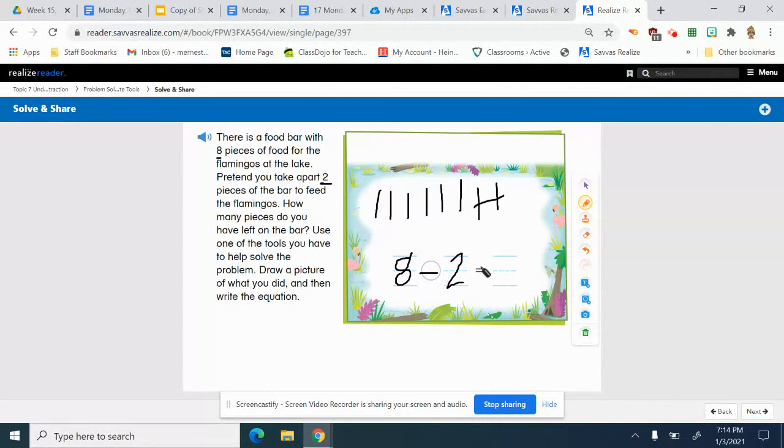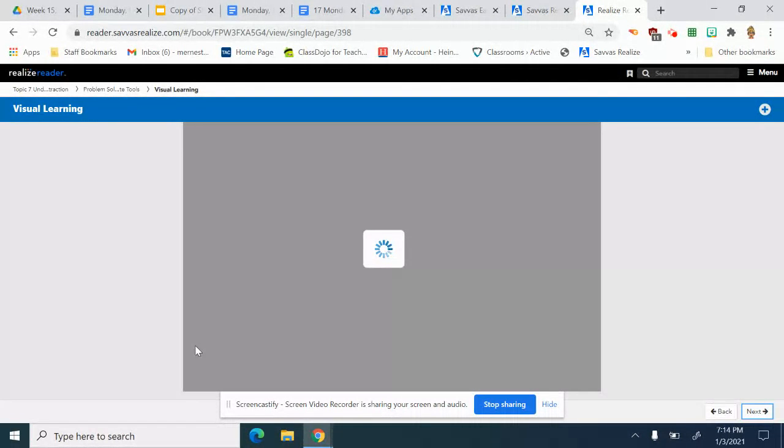We took away 2. And that left us with 1, 2, 3, 4, 5, 6. It left us with 6 pieces of food. Good work, kindergartners. 8 subtract 2 equals 6. Let's go to the video now.